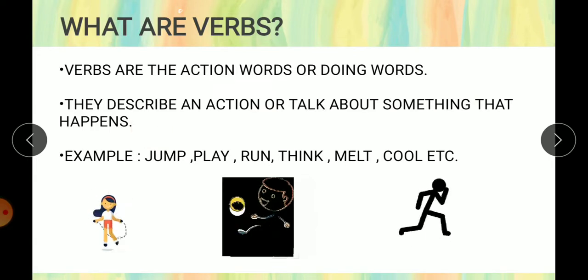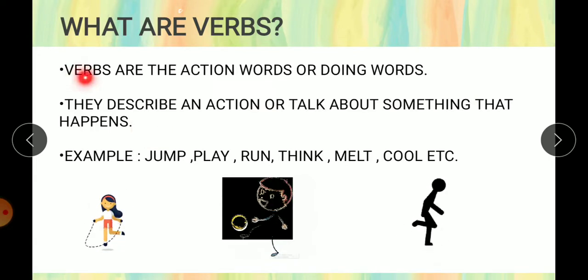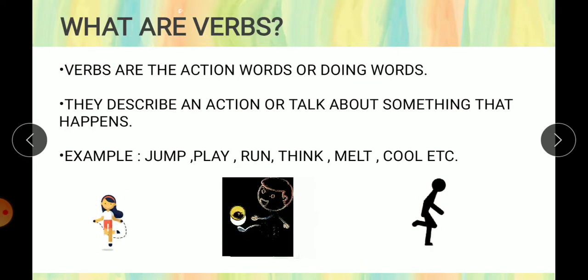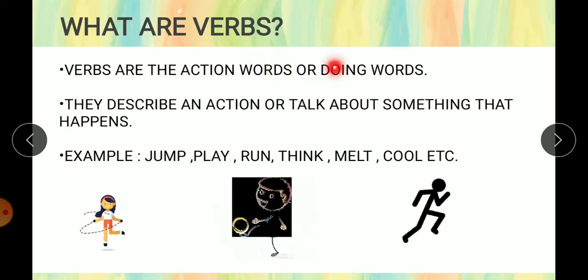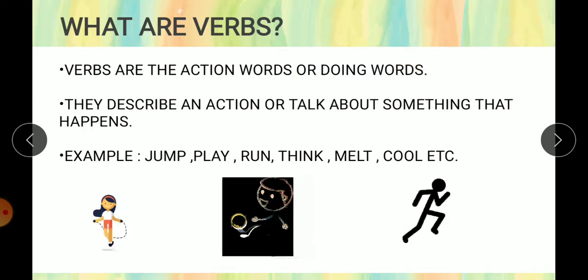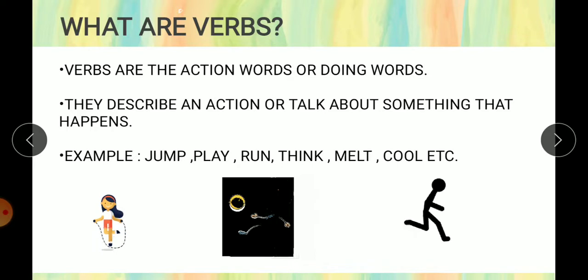This you already know, that verbs, जिनको हम हिंदी में क्रिया कहते हैं. What are these? These are the action words or doing words. So they indicate that some action is being done. कोई काम हो रहा है.